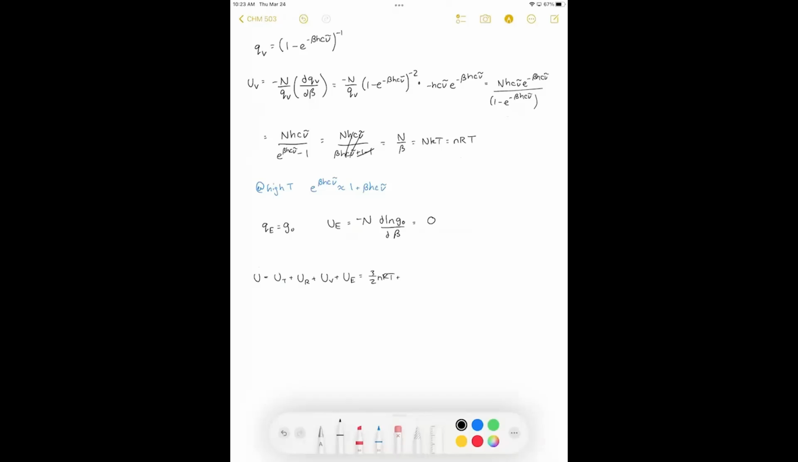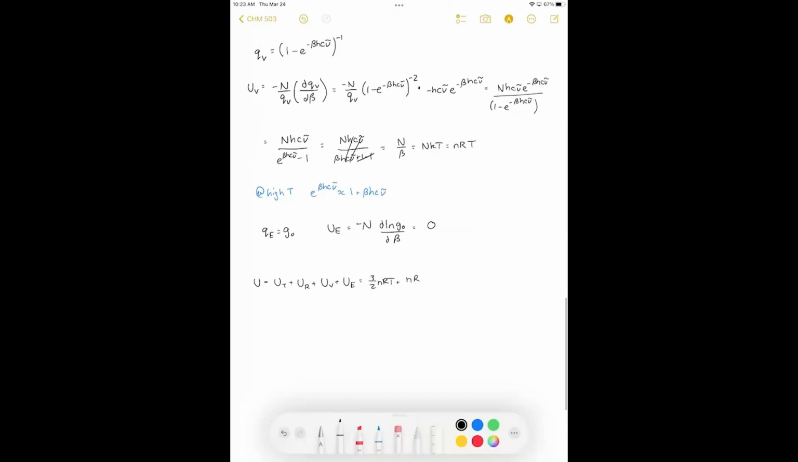For a diatomic molecule, U_R was nRT, and then the vibration was N h c nu over e to the beta h c nu minus 1, and then the electronic contribution was 0. So putting all of these together, we have 5/2 nRT plus N h c nu over e to the beta h c nu minus 1. And with this, we can calculate our total energy at any temperature for a diatomic molecule.